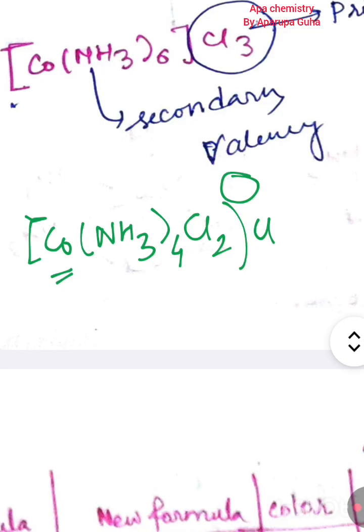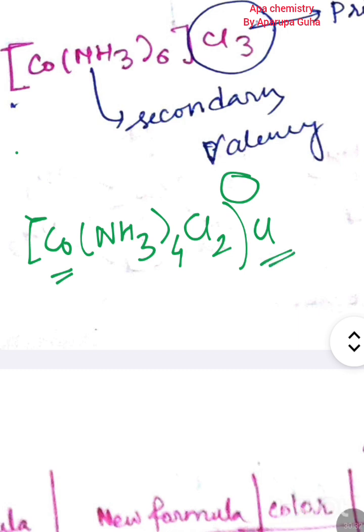ठीक है, और मेटल का क्या होगा, एक मेटल का एक्चुअल चार्ज होगा. Okay, so there must be two types of charges there. One is the overall coordination sphere charge, the other is the metal's actual charge. And this overall coordination sphere charge may or may not be the same as the actual metal charge. Clear?